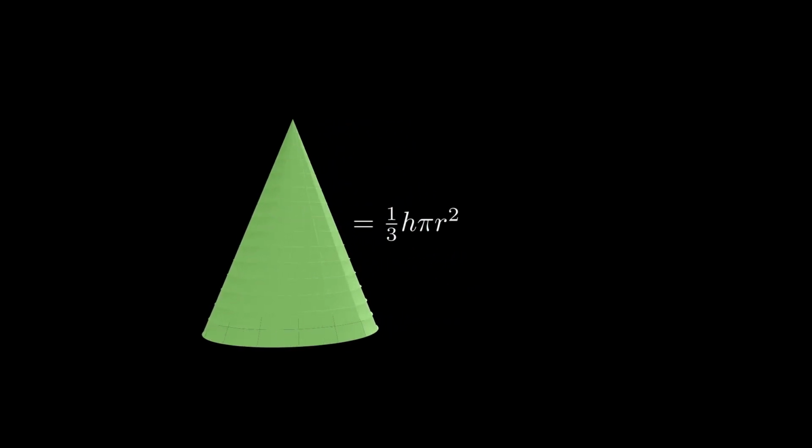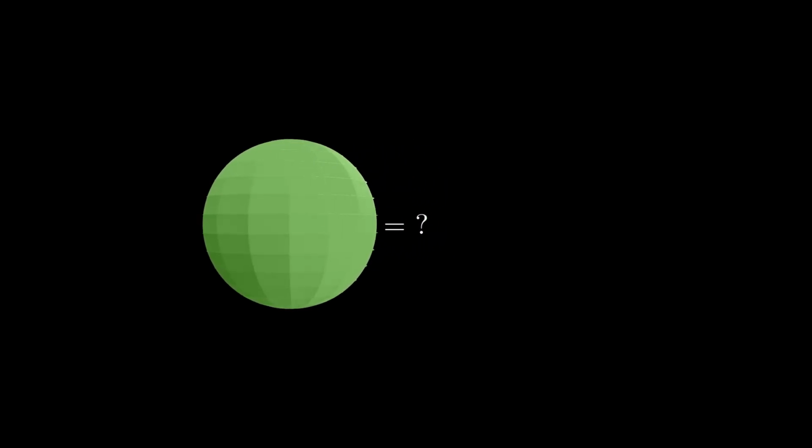And there you have it. The volume of a cone is 1/3 h pi r squared. In fact, this method of slicing shapes up does not just apply to the cone, but can also be used for a sphere. Why don't you try it out and tell me in the comments?